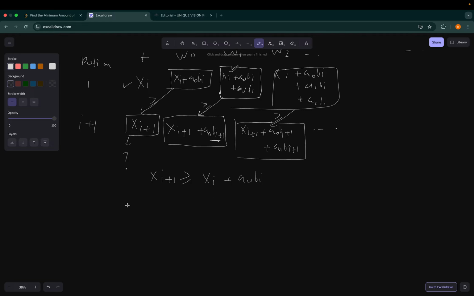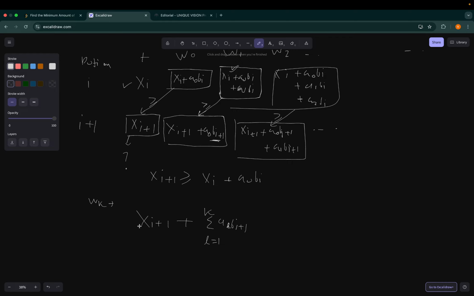So if I generalize this, what I'll get is xi plus 1 plus the sum of a_L times bi plus 1, where L goes from 1 up to, like, how many wizards there are, right? Let's say we are looking at wizard k, right?